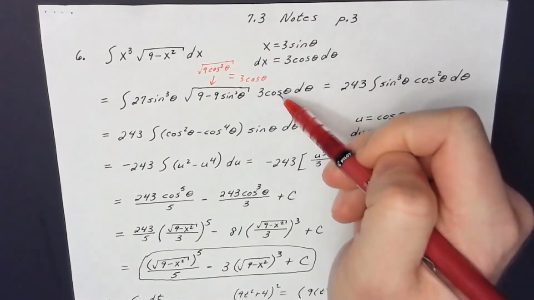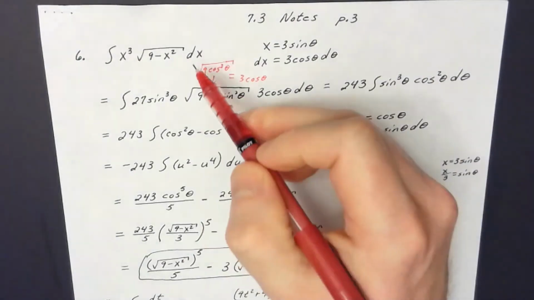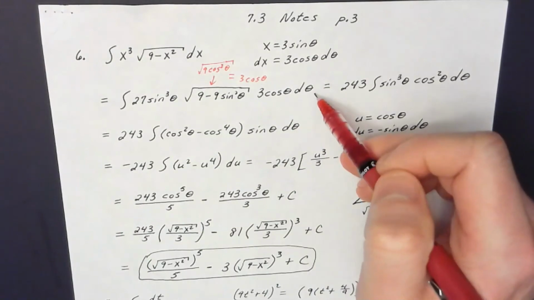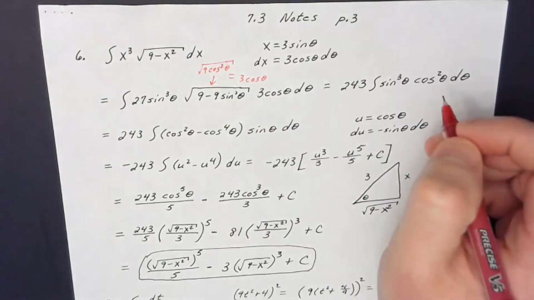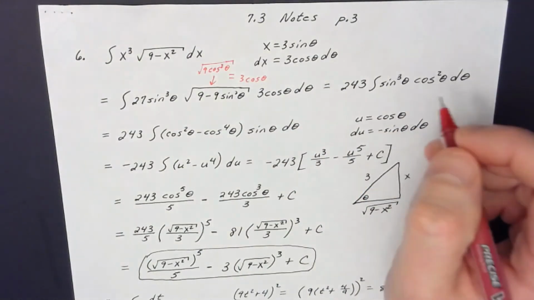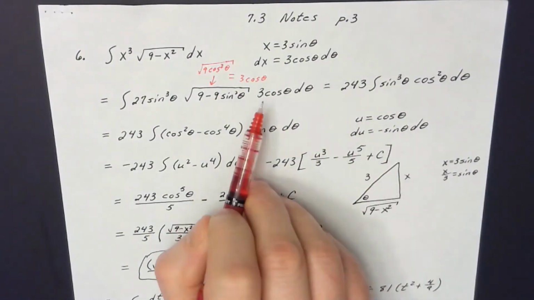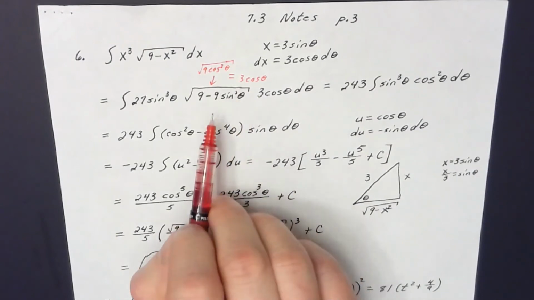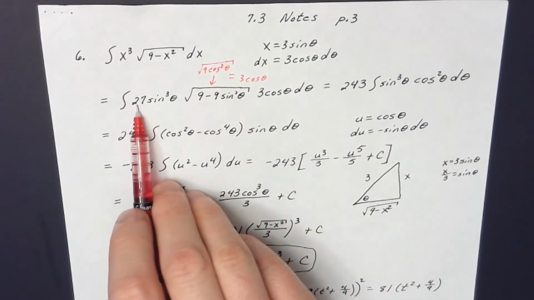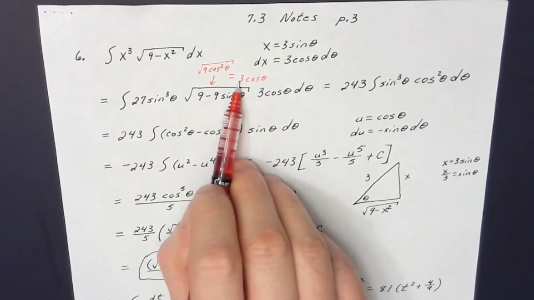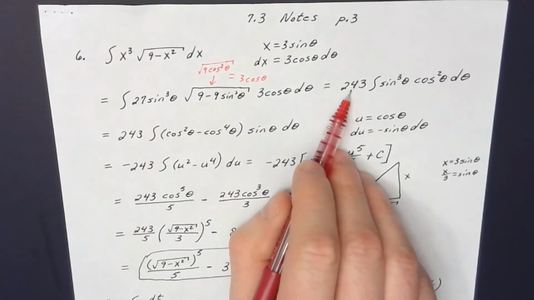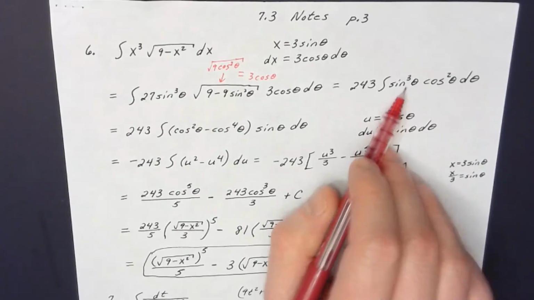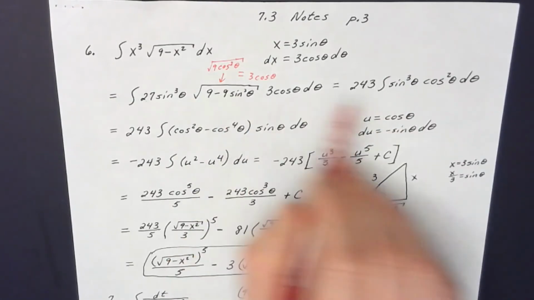Now, the other 3 cosine theta came from our dx. dx was equal to 3 cosine theta d theta right there. So now I go into my problem and I start trying to simplify everything out. Please notice we had a factor of 3, a factor of 3, and then a factor of 27. Well, 3 times 3 is 9. 9 times 27, 243. I have the sine cubed in there, and then I had a cosine times cosine for cosine squared.